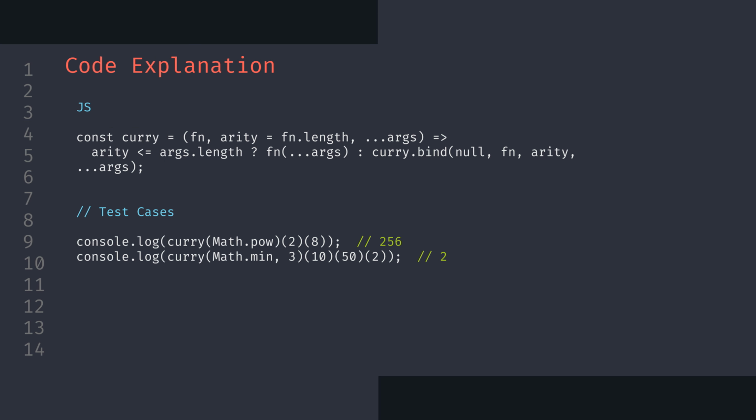The ES6 version of the currying function uses modern syntax features like arrow functions, default parameters, and the spread operator to make the implementation more concise and expressive. This version is efficient and aligns with the current JavaScript standards.